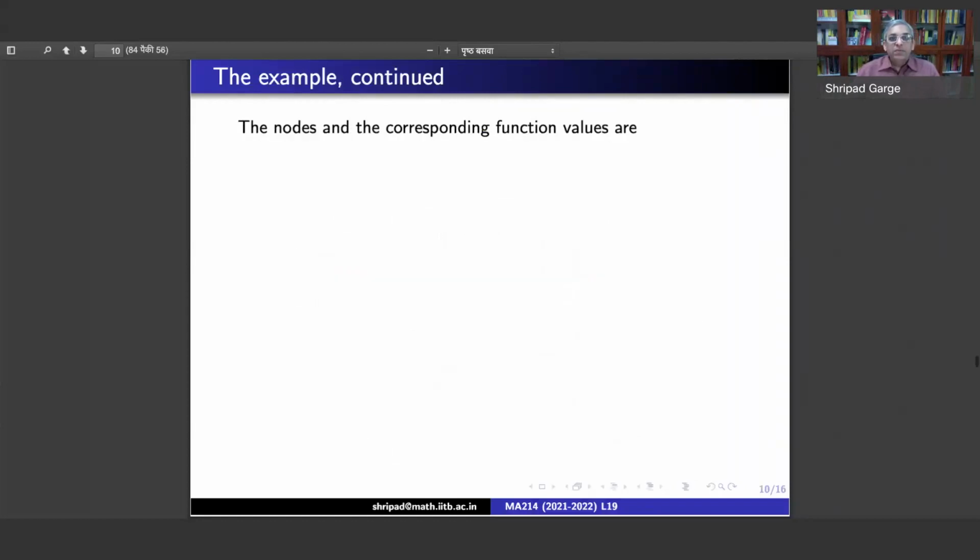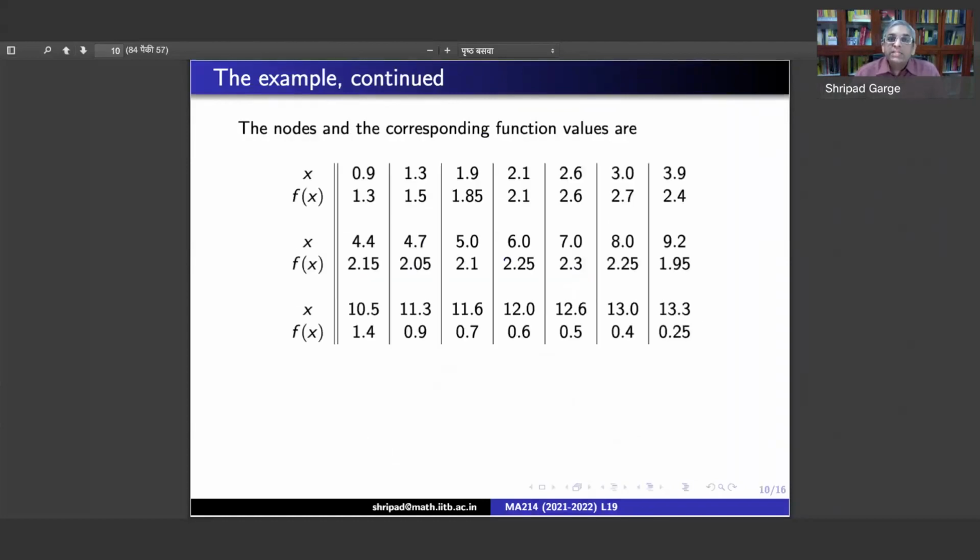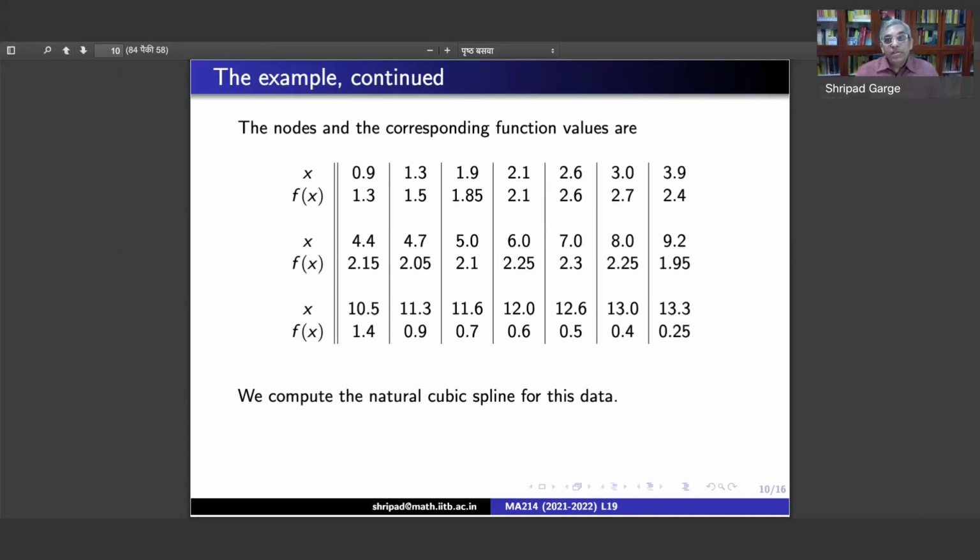Just for the sake of record, I will write down all these 21 points and their function values. And we are now going to compute the cubic spline. But it's a natural cubic spline because we don't have any information about the boundary condition. So it's the natural cubic spline for our data for understanding the top profile of the flying duck.